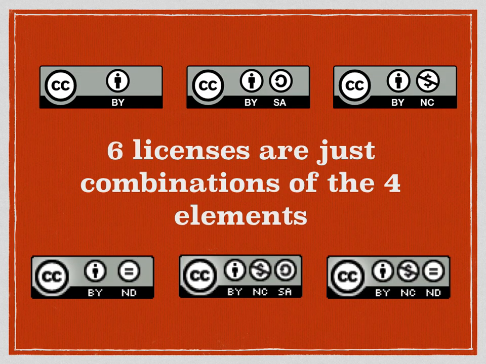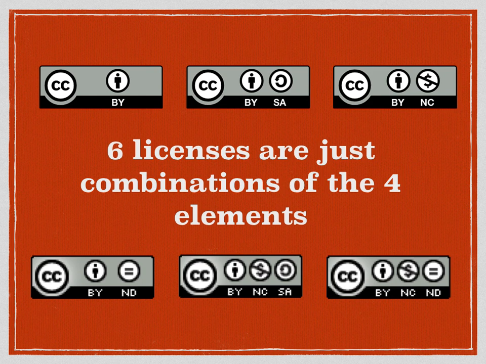There are only 6 licenses. They are combinations of the 4 icons. So if you understand the 4 icons, the licenses are easy. CC BY just means give attribution. CC BY SA, give attribution, and license your work under a Creative Commons license.